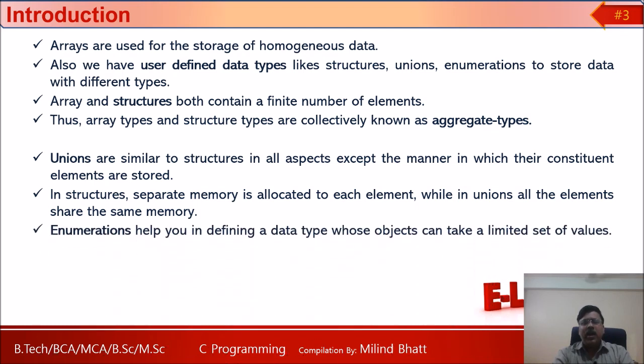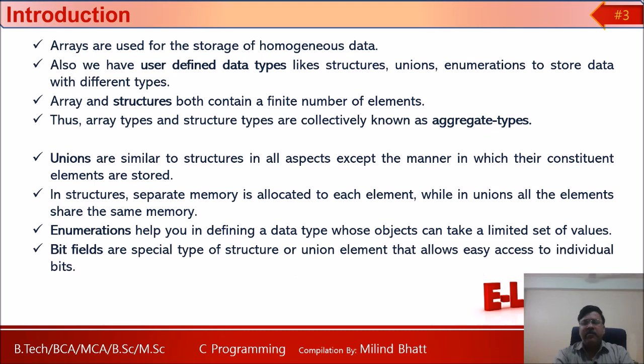Enumeration helps you define a data type whose objects can take a limited set of values. And bit fields are a special type of structure or union elements that allow easy access to individual bits. These enumeration and bit fields will be handled in the last part of the topic.